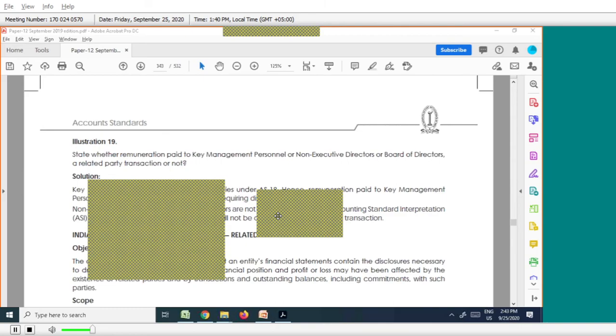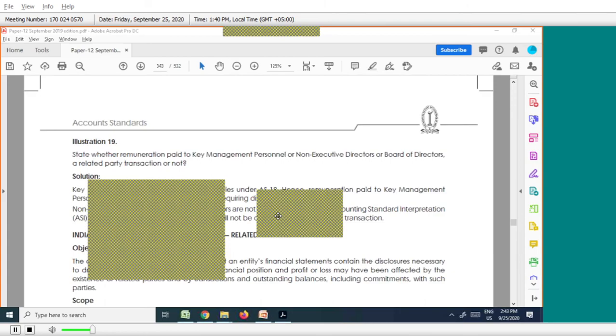Related party transaction or not? That is the question. Now tell me, is paying salary to a board of directors a related party transaction or not? Simple question. Whether remuneration paid to KMP or non-executive director, board of directors is a related party transaction or not? Now tell me, I am paying salary to KMP. KMP means related party or not a related party?